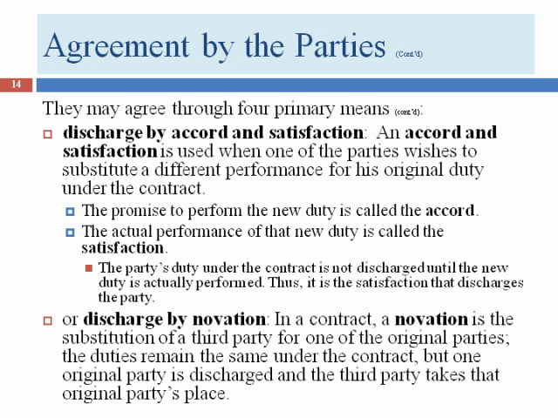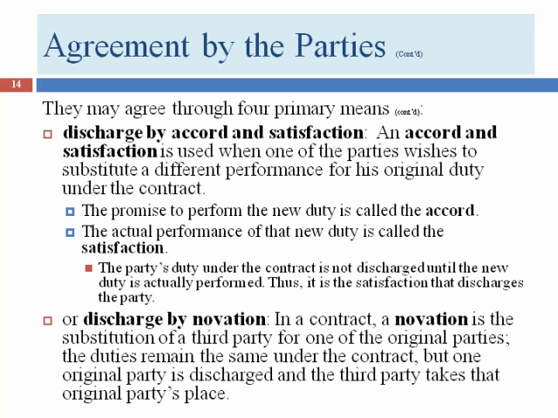Okay, so in this case, we have discharge by accord and satisfaction, which is our third way to discharge the obligation under contract when there's an agreement by the parties. And accord and satisfaction occurs when one of the parties wishes to substitute a different performance for his original duty under the contract.